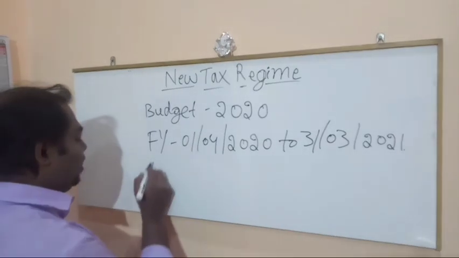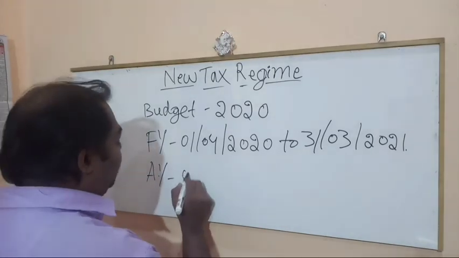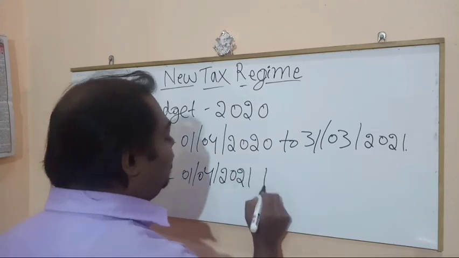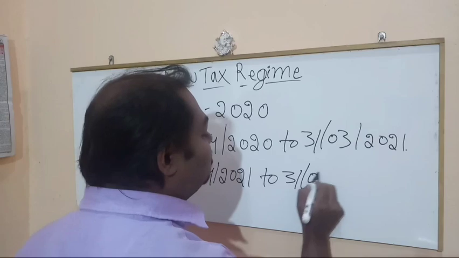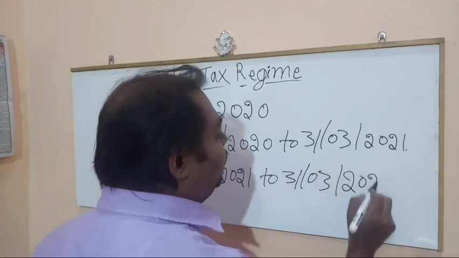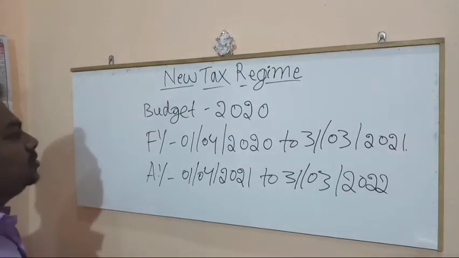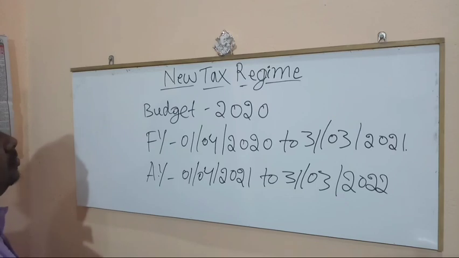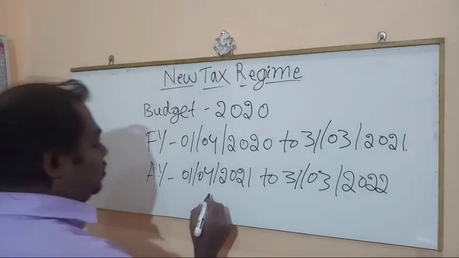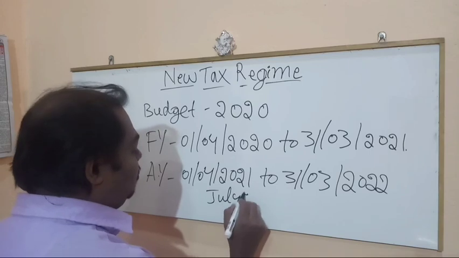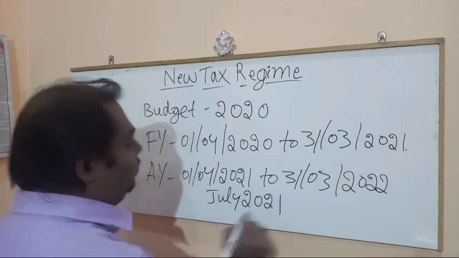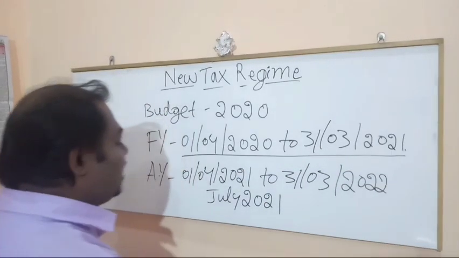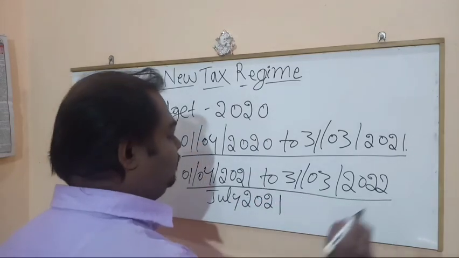The relevant assessment year will be starting from 1st April 2021 to 31st March 2022. So, in the new tax regime, we would have opted for filing income tax return in July 2021. So, whatever money is earned during this period is taxed in this period.